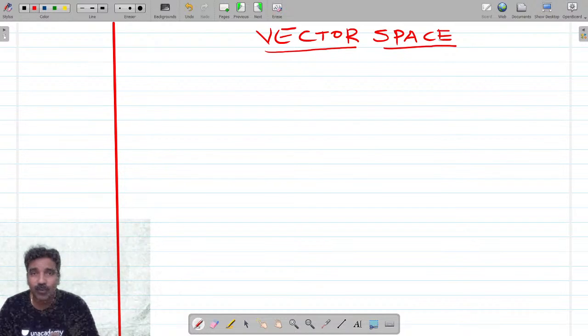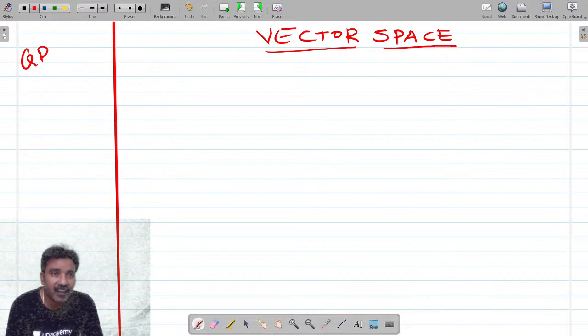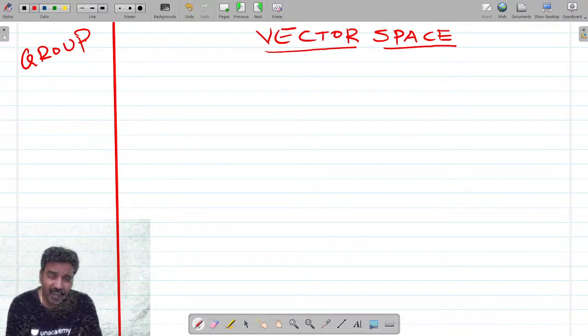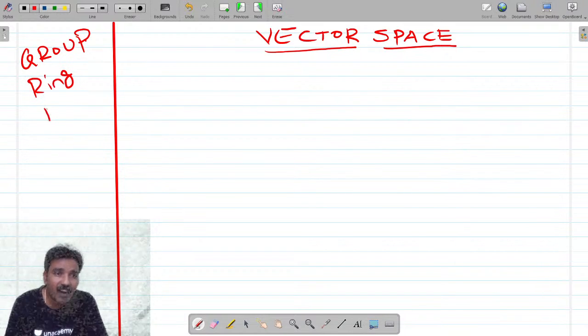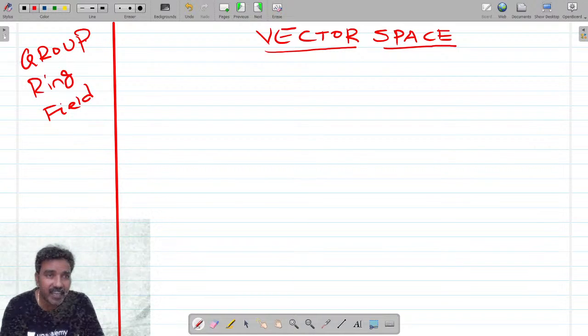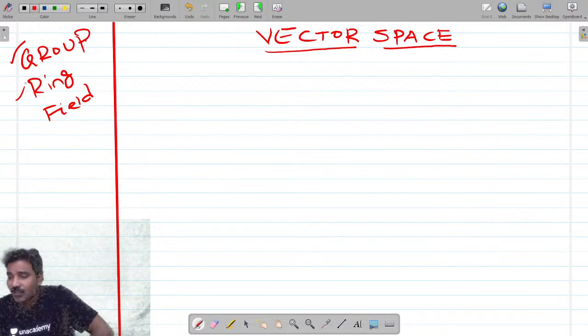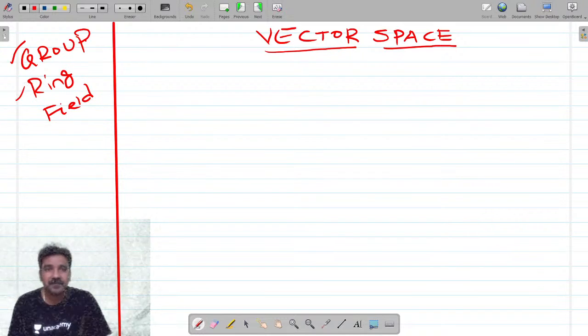One definition is group. This is required for us. After that, I need to go for ring. After that, I need to go for field. After that, I can go for vector space. So these are very, very important terminologies. One term is group, another one is ring, another one is field. Okay, so let's talk about these things.